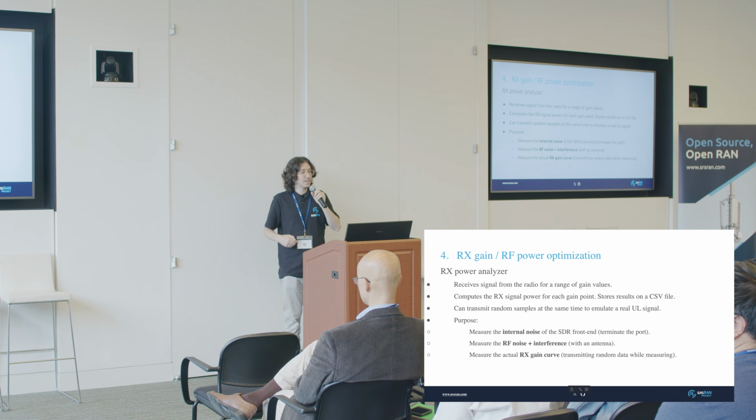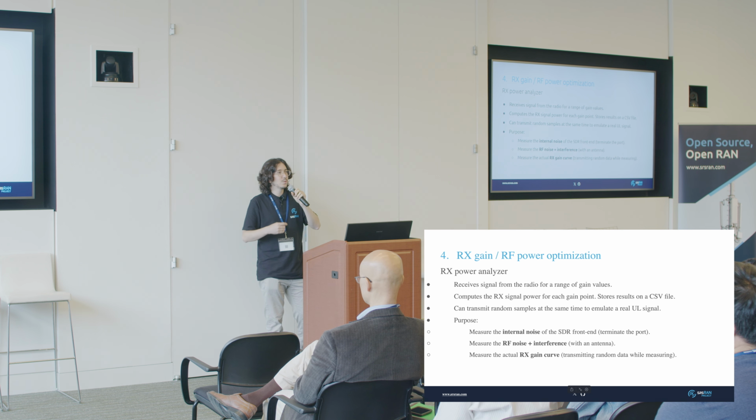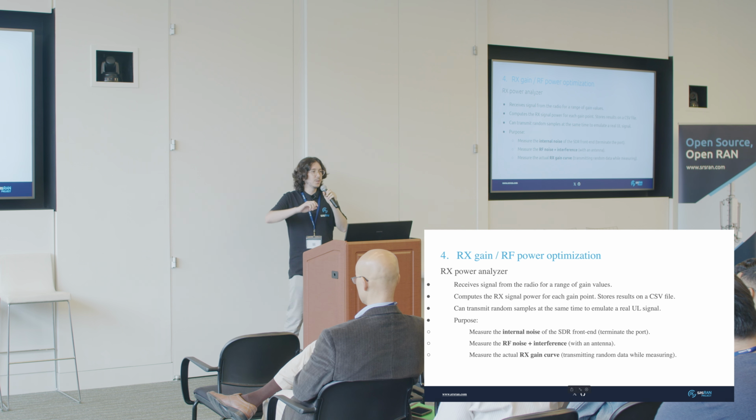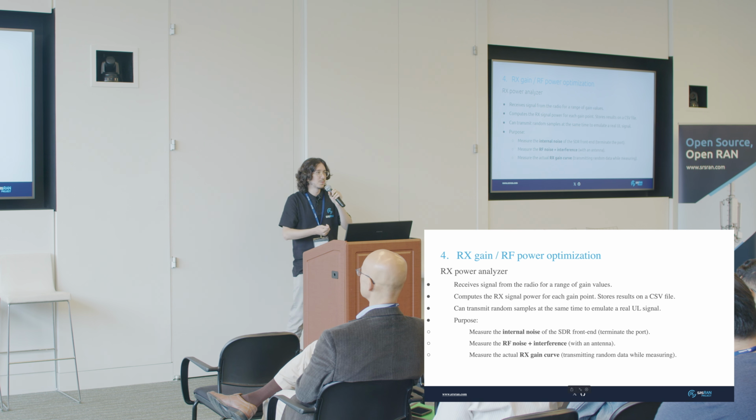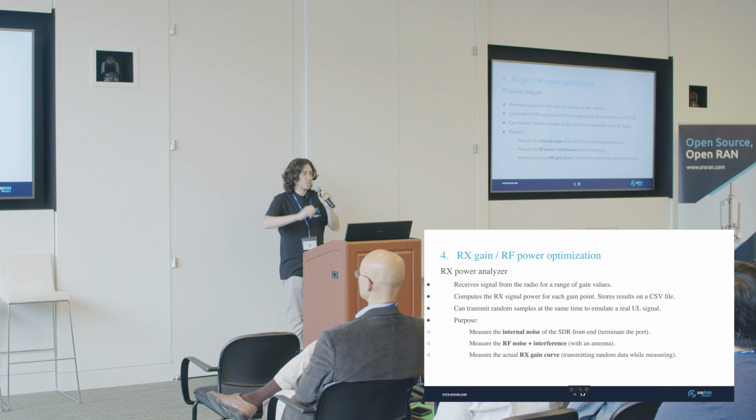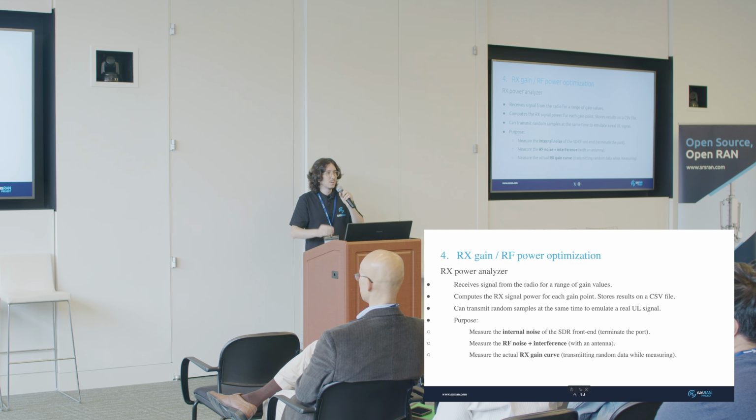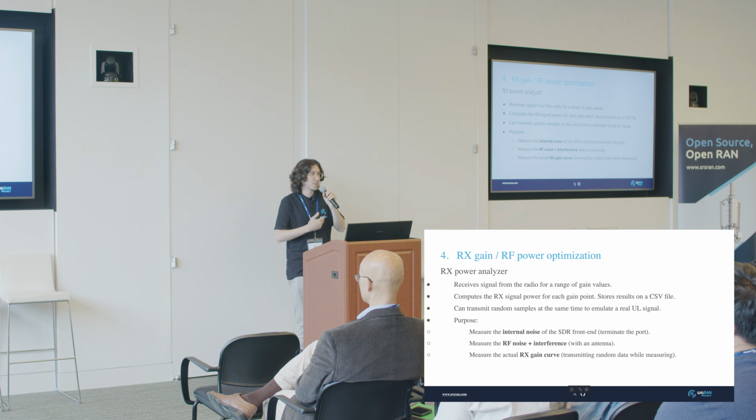So basically, it has three purposes for us. We can use it to measure the internal noise, and we do this by terminating the antenna port. So you get a USRP, you put an RF termination, you run this program, and at the end what you will have is power measurements for a range of receive gain steps. And this is actually the internal noise that is sampled by the device itself.